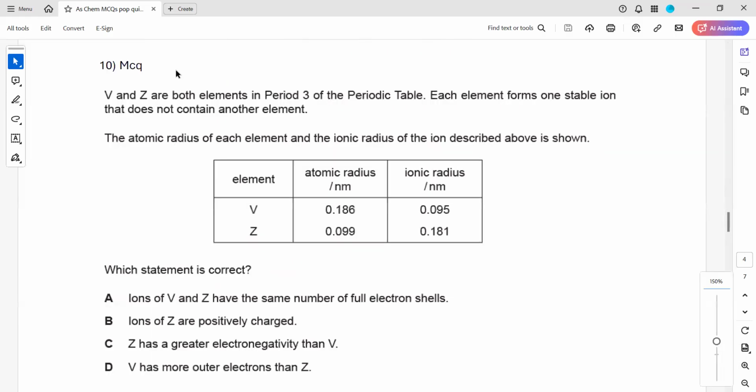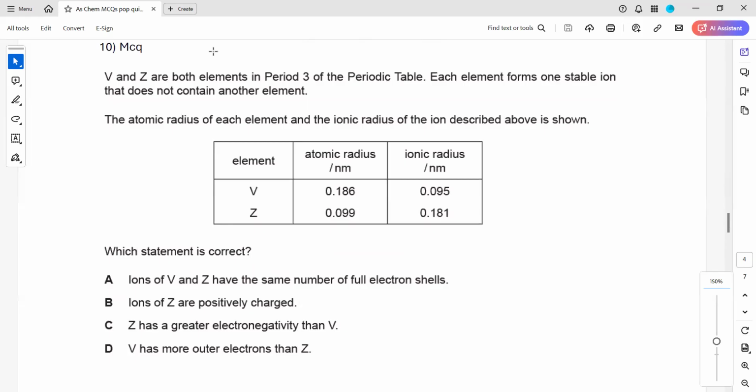In question 10, V and Z are both elements in period 3. Each element forms one stable ion that does not contain any other element. The atomic radius is given. Look, first, remember one thing.